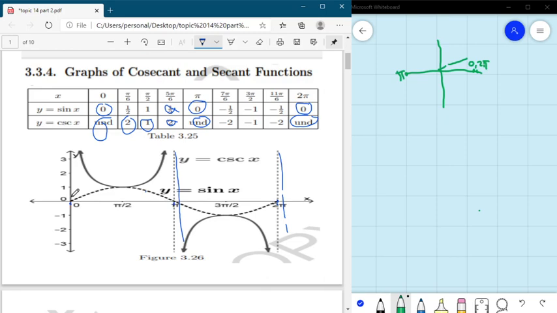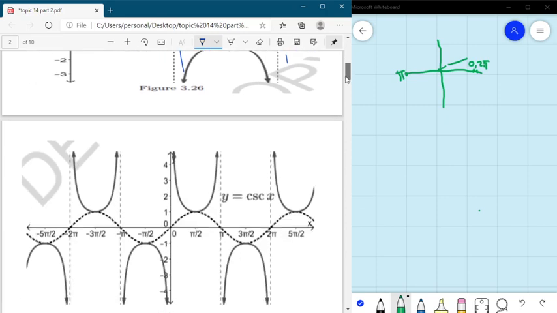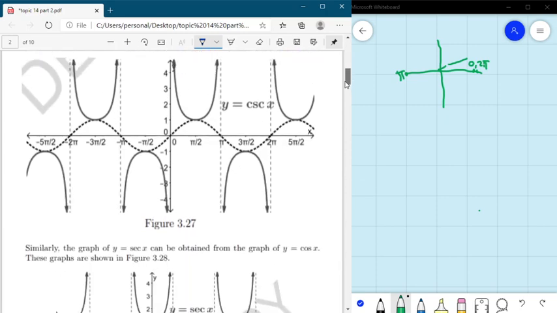But a vertical asymptote is formed because when sine x is close to 0, the value of cosecant x will have a big magnitude with the same sign as sine of x. So this is how we sketch our graph.